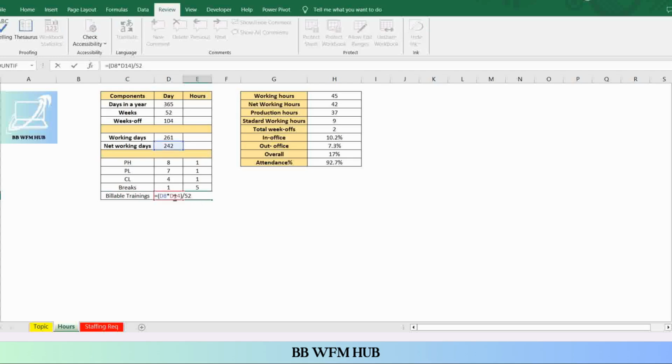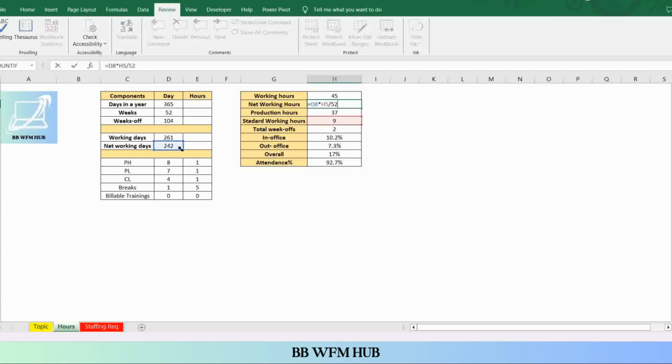And for these hours, the calculation is the same as break hours. Let's move ahead to our working hours. We already got our working days, and now we are calculating our working hours from our working days. We are multiplying working days with standard working hours to get the total working hours in a year, and then dividing it by 52, because we are doing all these things to project our weekly shrinkage.